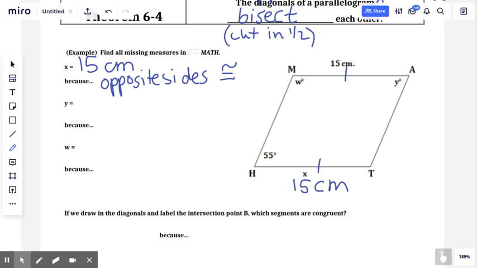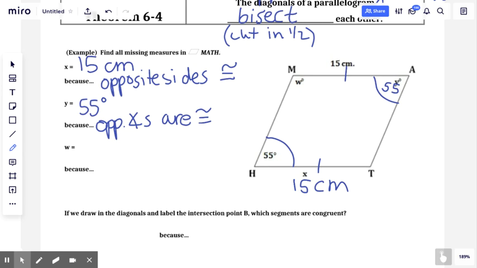Okay, next, Y. Y is angle A. Notice that Y and H, this 55-degree angle, those are considered to be opposite angles. So those are also the same. So Y would just be 55 degrees. And we would say because opposite angles are congruent. So those are equal. So this is 55.